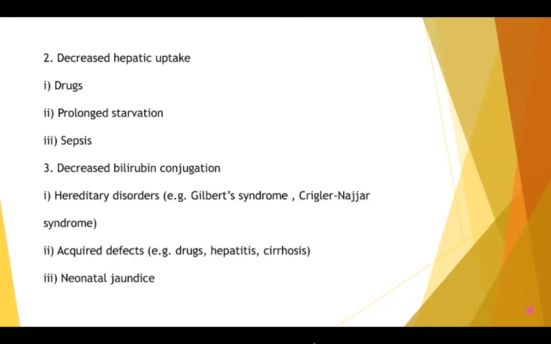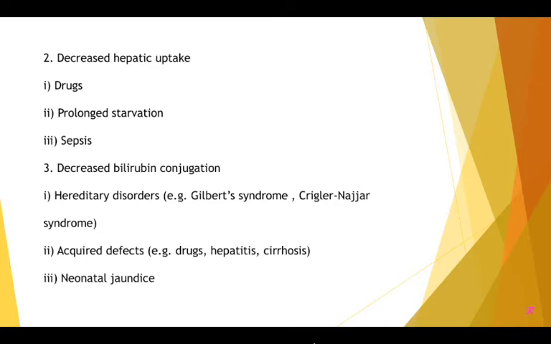Anything can cause this decreased hepatic uptake. Okay. The third one is the decreased bilirubin conjugation. So we have reached that: they have produced bilirubin, and the liver has absorbed that. Now in the liver it is not getting conjugated. It is not getting converted to conjugated. Then also what will happen? The level of unconjugated bilirubin in the blood will get increased.